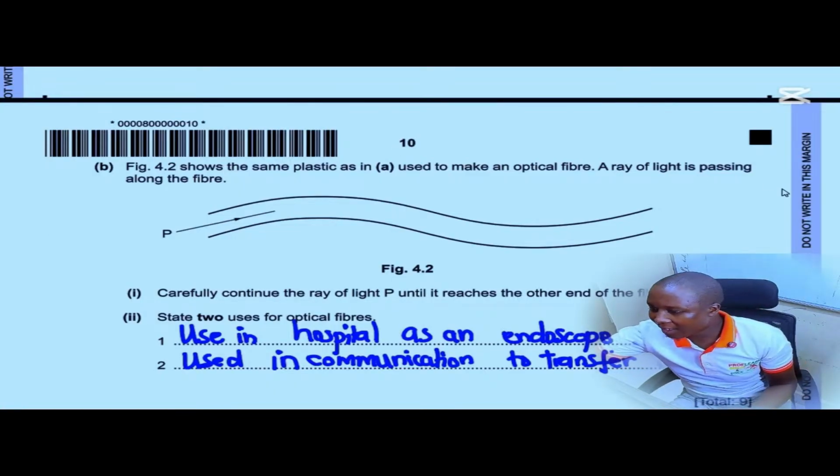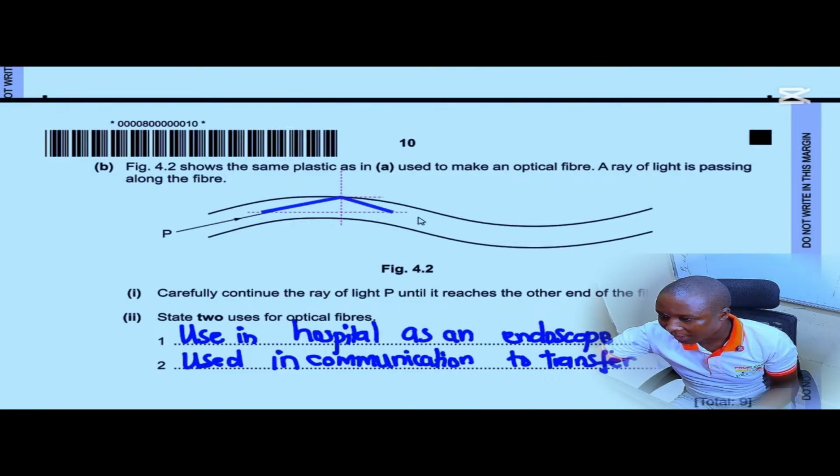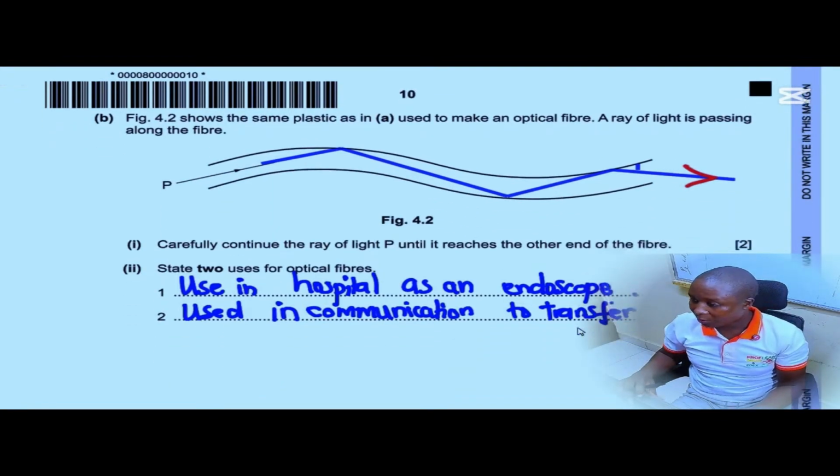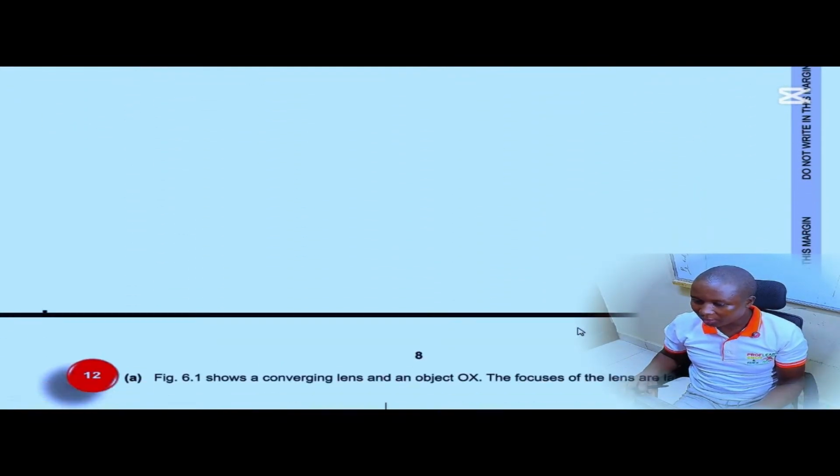And in the event they tell you to draw how light travels through, it goes like that. To move this way, it undergoes total internal reflection. When that light reaches that point, it's reflected, and then eventually the light gets out like that. So that's basically what we shall talk about.